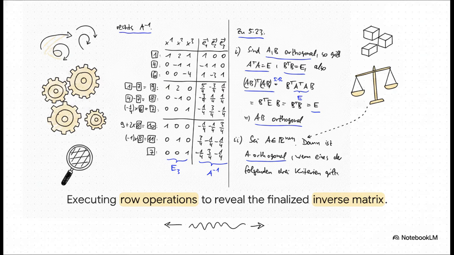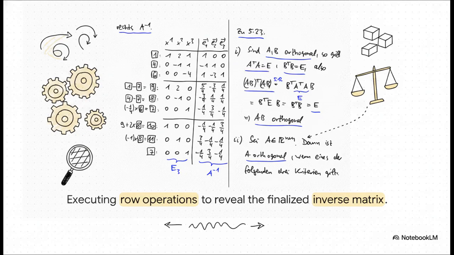First up, we use that top left one to clear out the numbers below it. By subtracting row 1 from row 2 and then, say, subtracting 2 times row 1 from row 3, we create nice zeros in that entire first column under the 1. Then we just repeat the process, right? We move diagonally to get a 1 in the center and clear out the rest of that column. Maybe we multiply row 2 by -1, then use it to zero out the values above and below it.